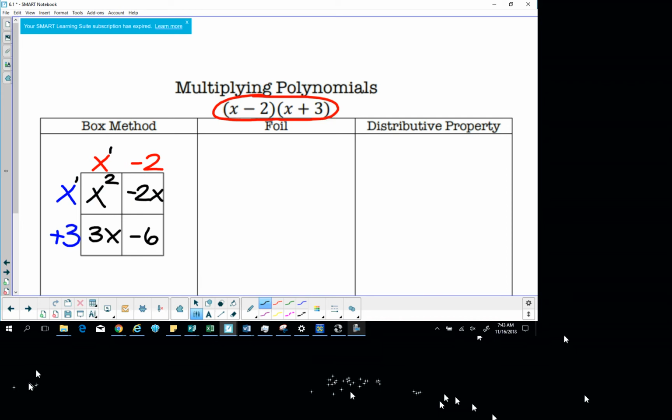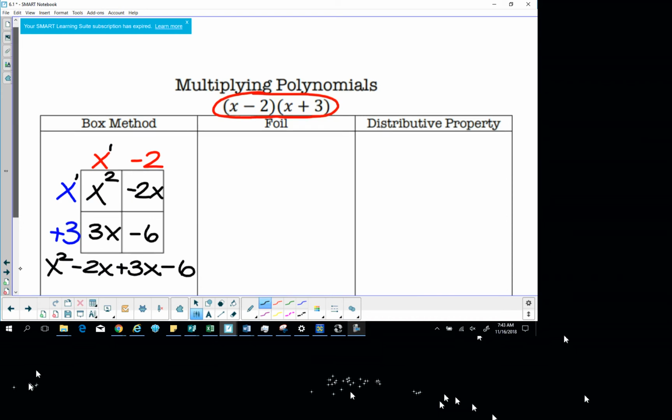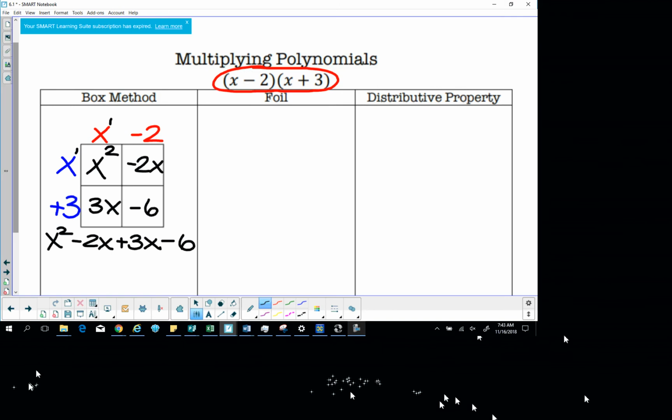And so now all you do is you rewrite what's in your box. X squared minus 2x plus 3x minus 6. Then you combine like terms. Which ones have the same last name? Negative 2x and 3x. What is negative 2 plus 3? What is 3 minus 2? 1x, right? Or you could just write x. And so your answer is x squared plus 1x because it's positive, minus 6. Yeah, that's the answer.